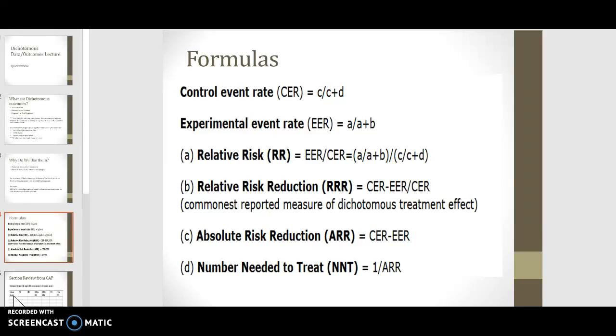And the control event rate is essentially the same as the experimental event rate, except that it measures the statistical event of the control group. So we would ask the same question. How often does a particular statistical event, such as death or an adverse event or a response to a drug, occur within the control group?